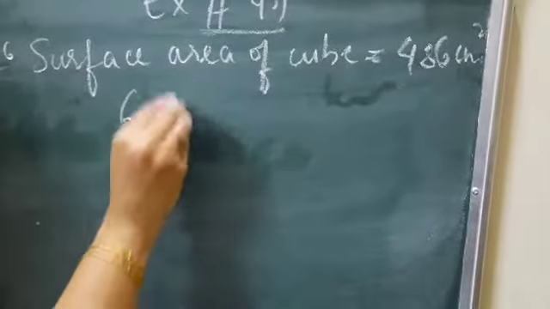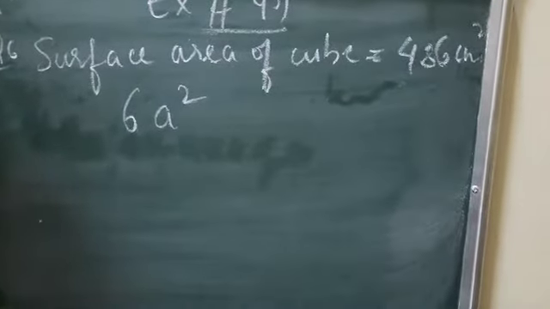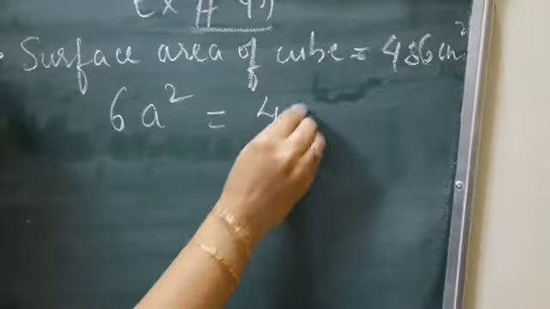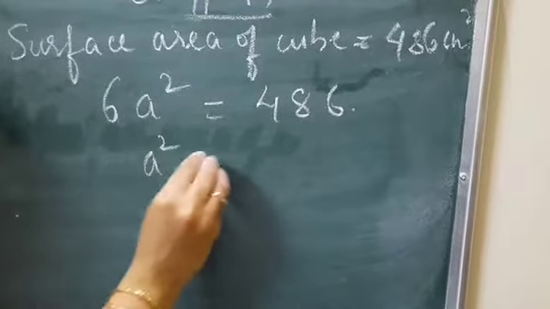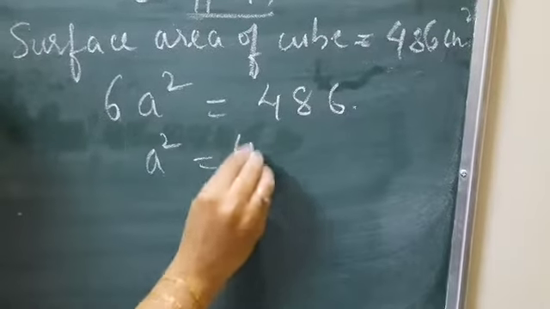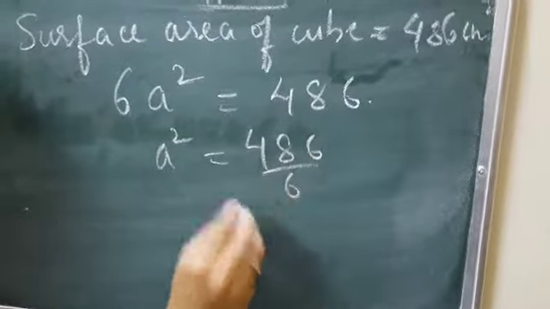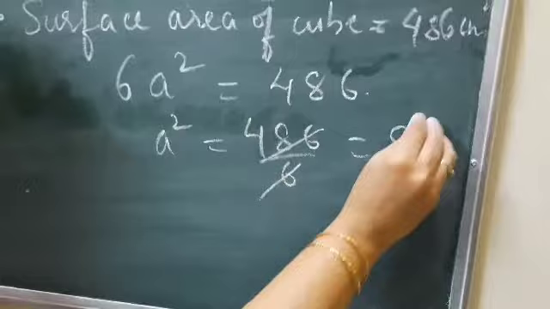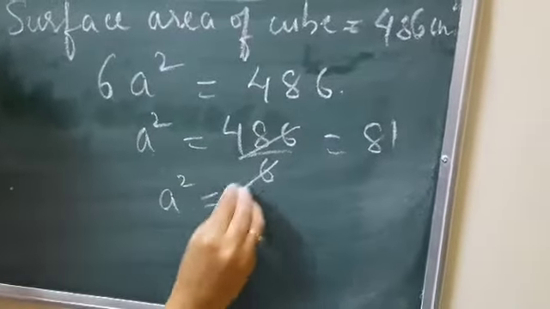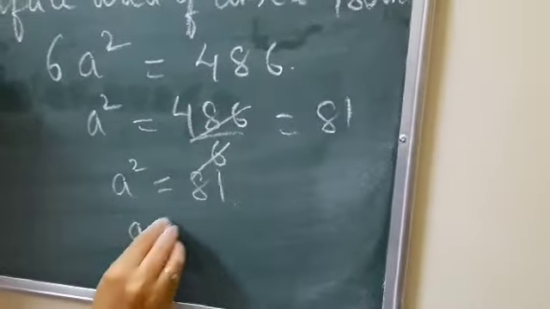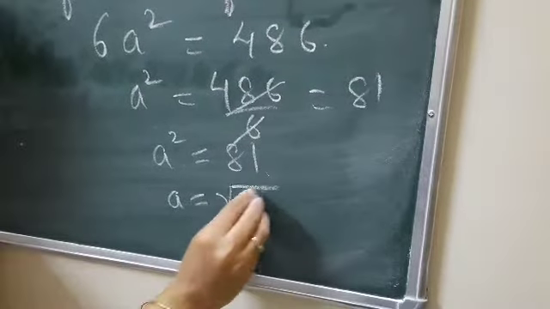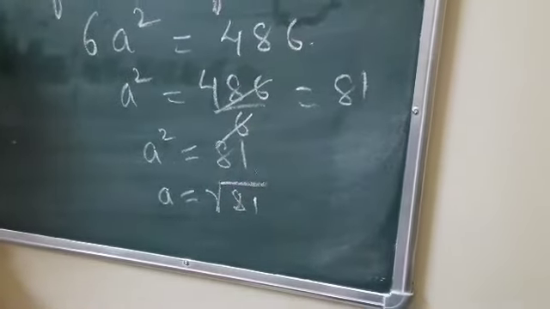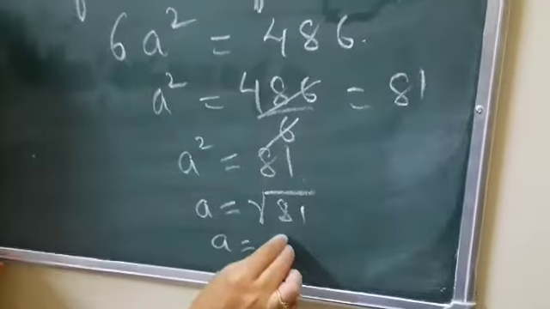So total surface area for a cube is 6a square, right? It is equal to 486. From here we will find the value of a. Now 6 was multiplying here, so when it comes here it will be divided. So a square is equal to 81. That means a will be equal to, now we have to remove this square, so it will become square root. What is the square root of 81? Square root of 81 is 9.